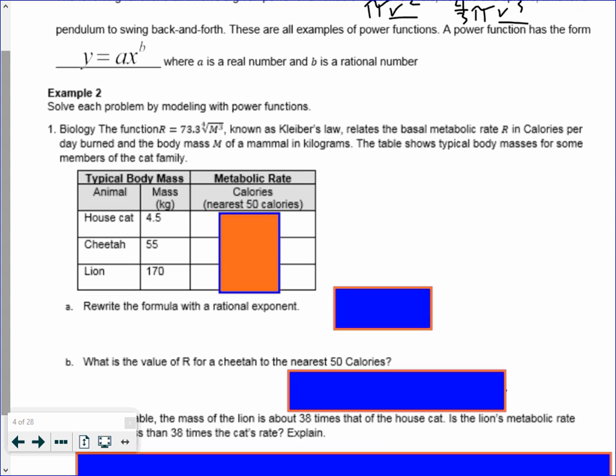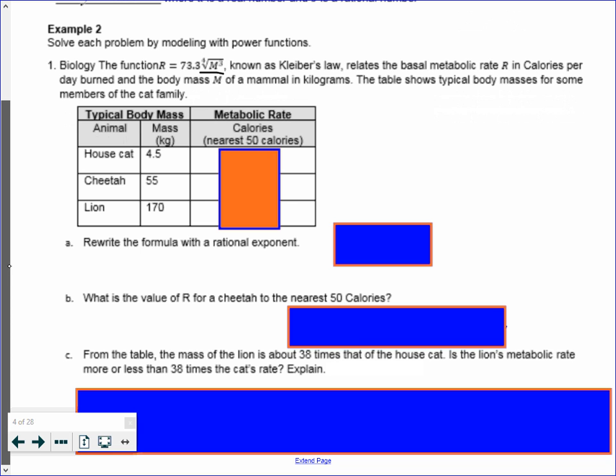So example 2, we have this biology problem, and we're told the function R equals 73.3 times the 4th root of M cubed, and that 4th root of M cubed is what turns this function into a power function. That function is known as Kleiber's law, and it relates the basal metabolic rate R in calories per day burned, and the body mass M of a mammal in kilograms. This table below shows the typical body masses for some members of the cat family. We're going to fill out this table, and then answer letters A, B, and C.